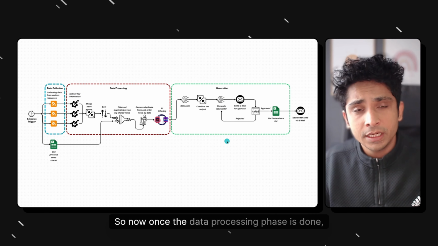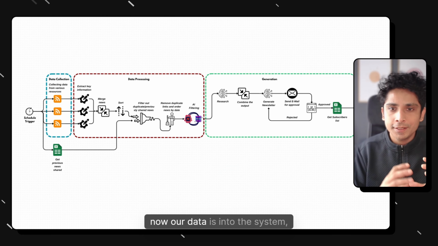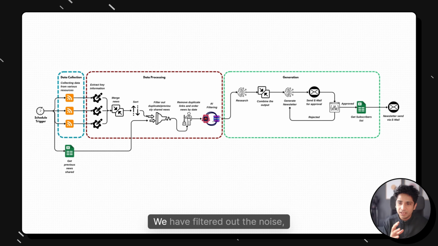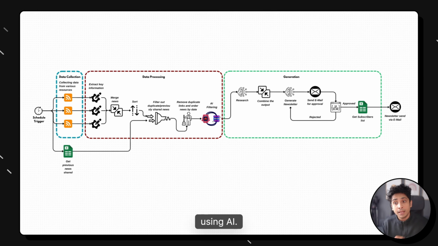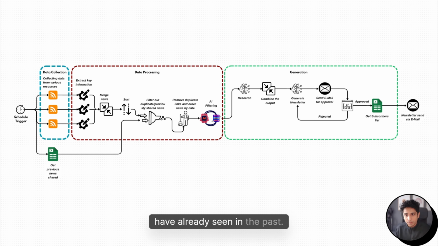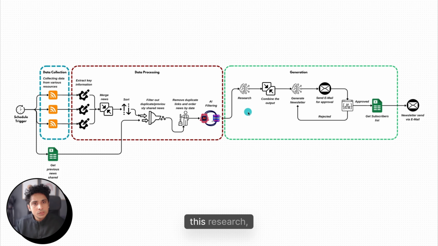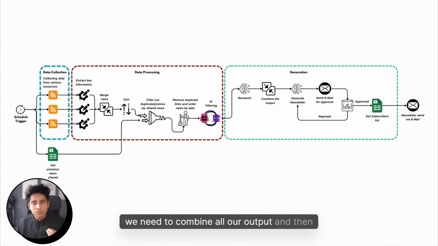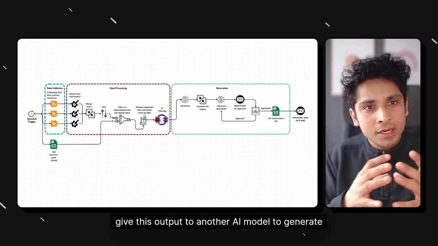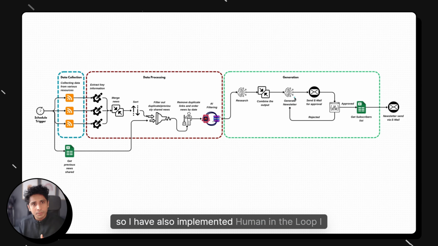So now, once the data processing phase is done, we assume that our data is in the system, it has been processed, we have removed all the duplicate data, we have filtered out the noise using AI, and we have also removed some of the data that we have already seen in the past. We are going to again ask AI to do some research. After this research, we combine all our output and give it to another AI model to generate the newsletter. And once the newsletter is generated, I have also implemented human in the loop.